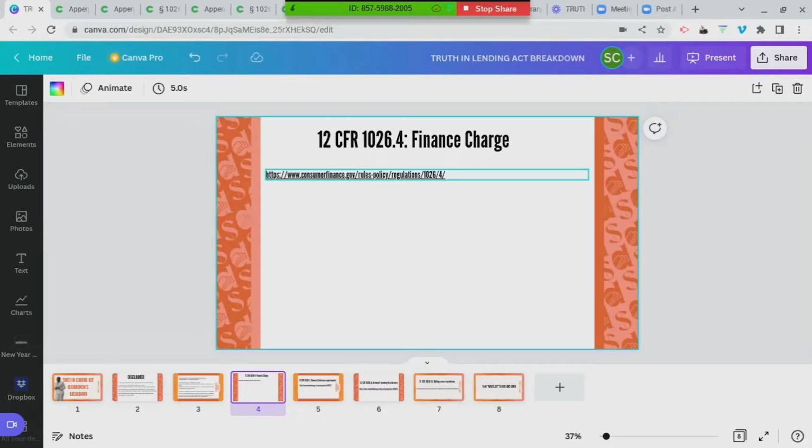So you have the right to full disclosures under the Truth in Lending Act. You have to be fully informed on your use of credit, which is why the Truth in Lending Act is in place, right?